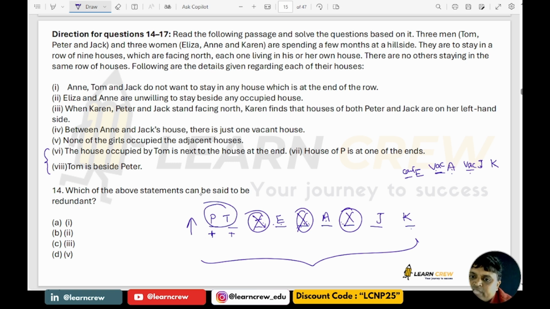Which of the above statements can be said to be redundant? So which is not required here? None of the girls occupied the adjacent houses. This is not used anywhere. This can be dispensed. So you can dispense this one. Option D.